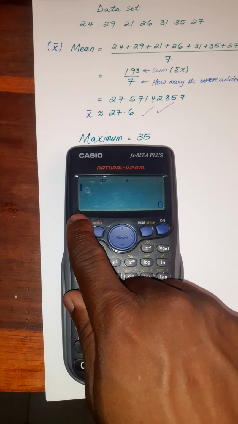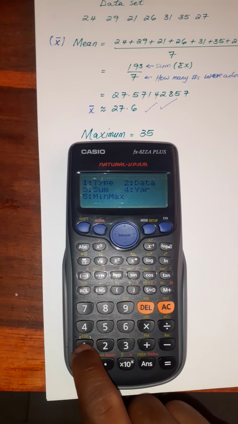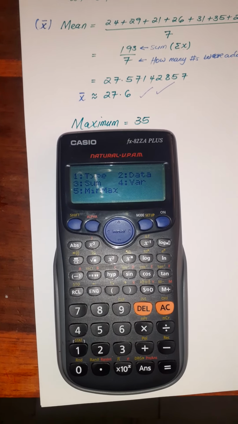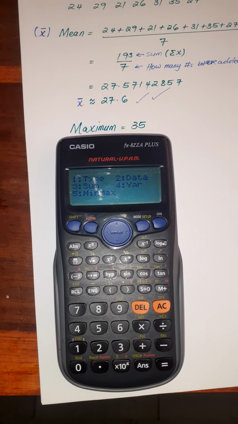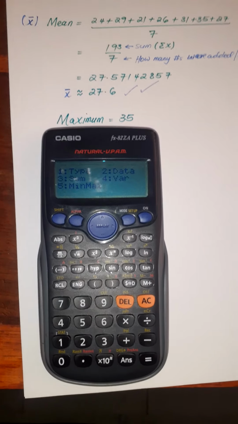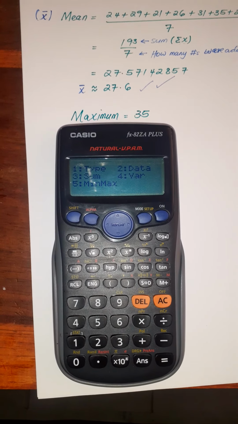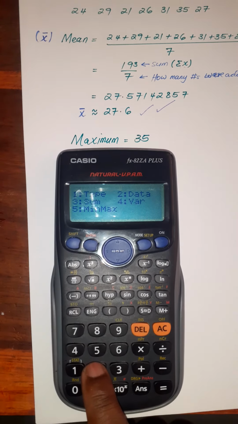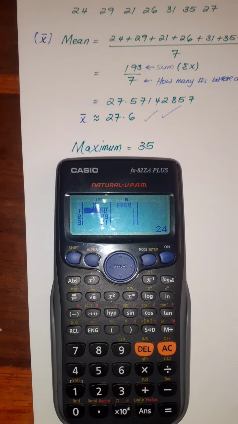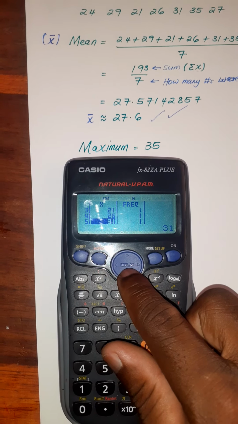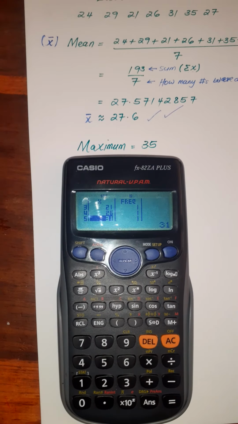So play around with the calculator and see what you're getting. All those options, try to play around and see what the calculator is giving you. But if you want to go back to the numbers that you entered in the calculator, you can go to option 2 where you see data. You can see the numbers there. If you want to change any number, then you can just punch in that number.